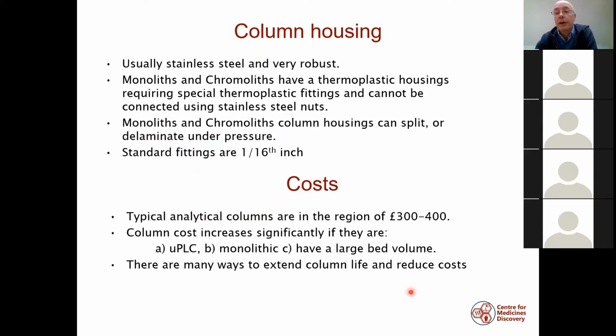So costs could be a consideration depending on how long your column lasts, how much money you have, and how many analyses you want to do. A typical HPLC column will cost somewhere between £300 and £400. They cost more if you're going to buy a special column. So if it's a UPLC column, it would probably cost double that. If it's a monolith, it may cost double that. Also, the larger the bed volume, the more packing material in the column, the more it will cost. There are ways to extend column life, and I'll discuss those.